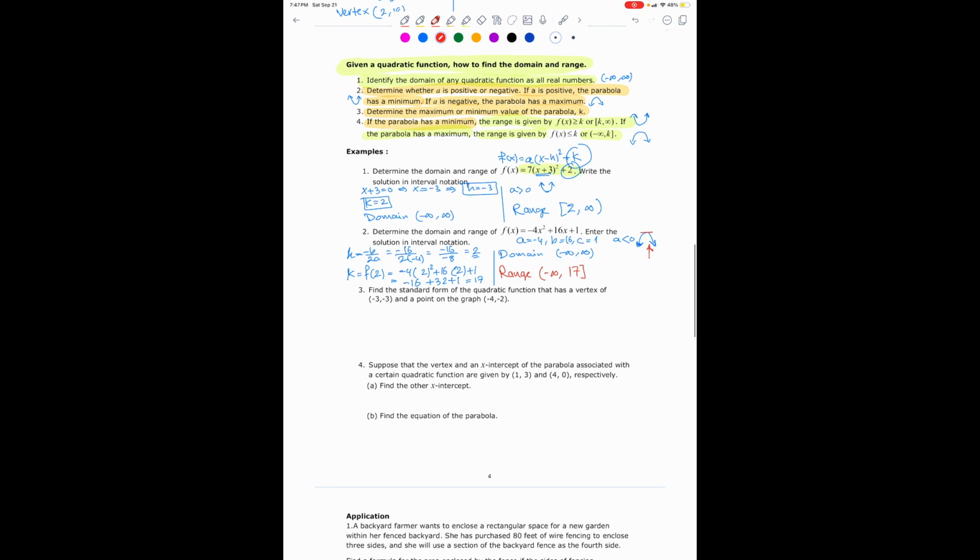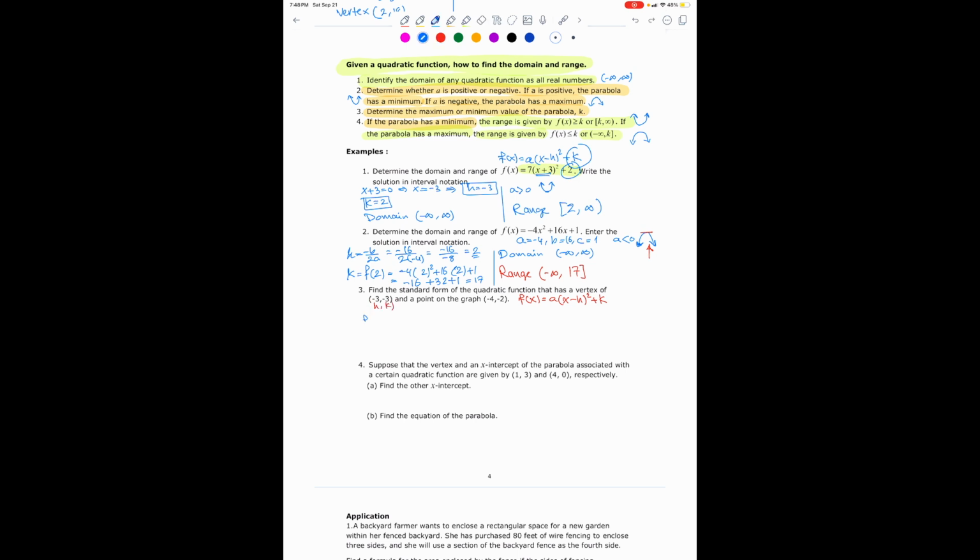So that is the range and the domain of this specific function. Question number 3: find the standard form of the quadratic function that has a vertex of (-3, -3), and a point on the graph is (-4, -2). So the standard form is when f(x) is equal to a times (x - h) all squared plus k. We have h and k, so we're going to use them first.